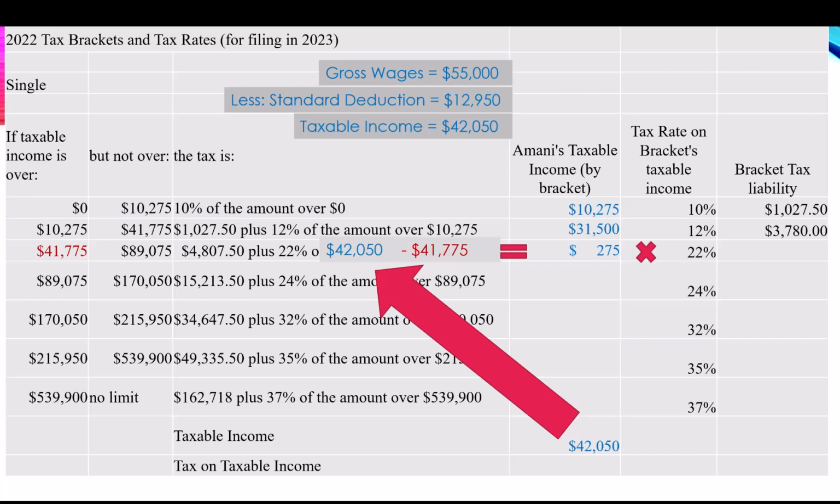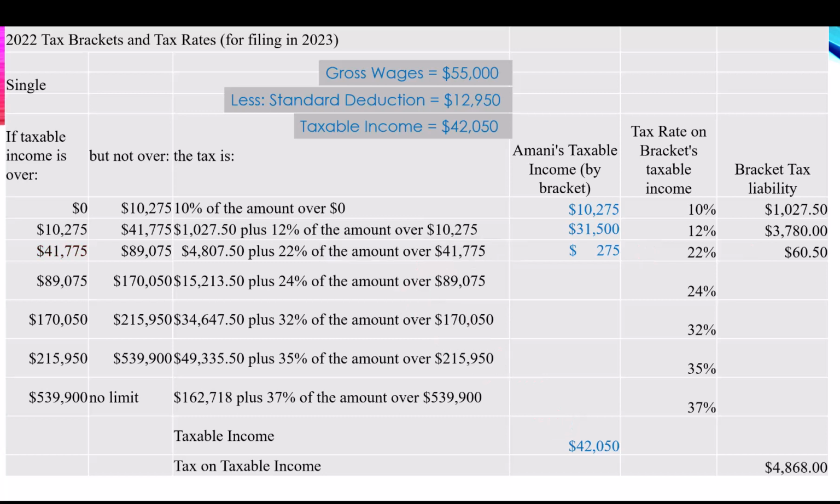This next $275 of income is going to get taxed at 22%. So we'd pay another $60.50 on the last $275 of taxable income. This yields a total tax liability of $4,868 for a single taxpayer who earns $55,000 worth of gross wages and takes the standard deduction.